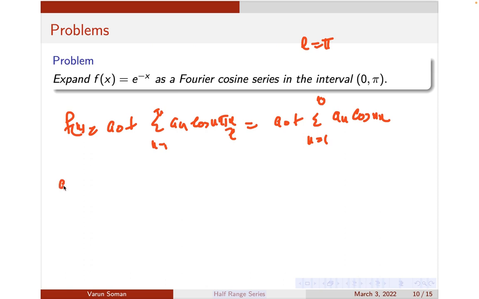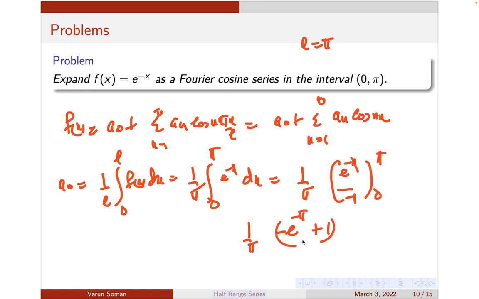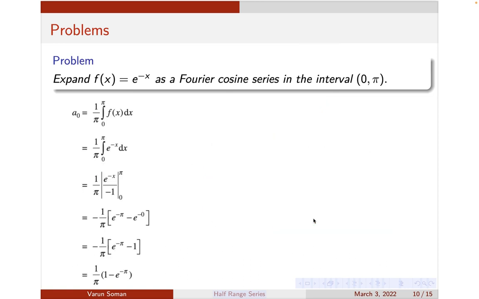Okay, and what's your value of a naught? A naught is actually equal to 1 by 2L, but since you are taking from minus L to L, it will be 2 by 2L, so it is actually 1 by L into integral 0 to L f of x dx. So in this case, it is actually 1 by pi integral 0 to pi, the value of f of x is e raised to minus x dx. So just substitute. So it will be 1 by pi into e raised to minus x by minus 1 in the limit 0 to pi. So it is 1 by pi into minus e raised to minus pi plus 1, so it is just 1 minus e raised to minus pi.